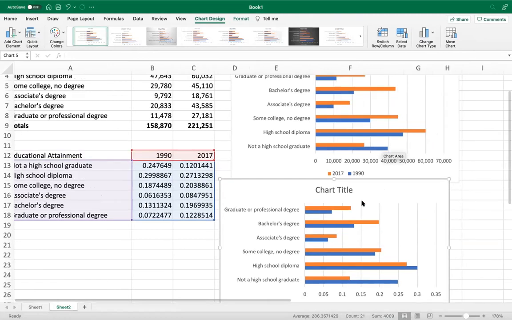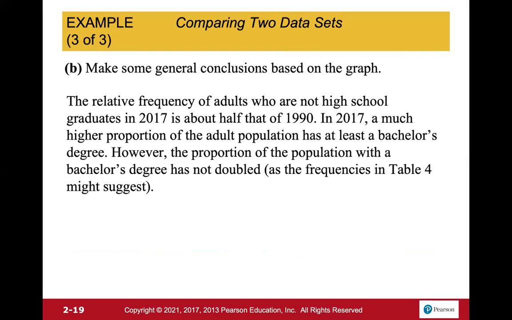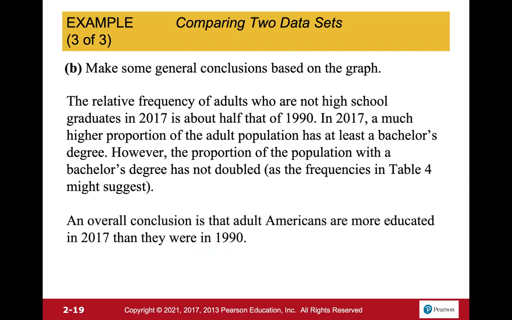It just looks a little bit higher right now. So an overall conclusion is that adult Americans are more educated in 2017 than they were in 1990.